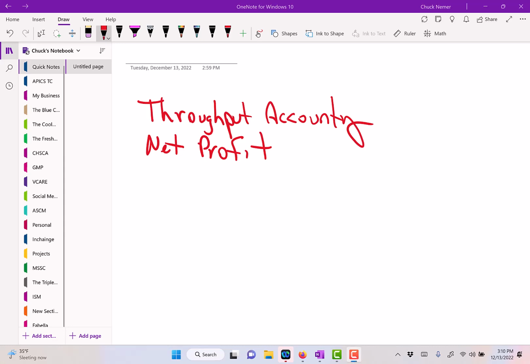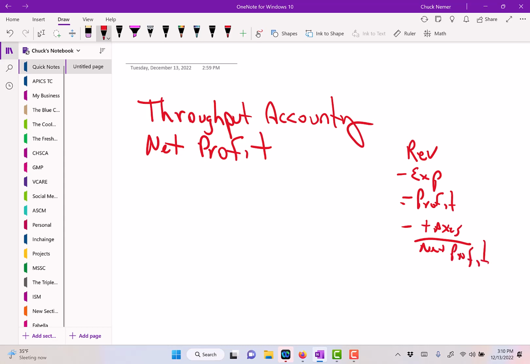This measurement's a little niche. It looks at net profit, but through the eyes of throughput accounting, throughput coming out of the theory of constraints. Now, normally when we look at net profit, I'll do this over on the right side, we look at revenue minus expenses equals profit. And then out of that, of course, we subtract out any taxes, and that gives us our net profit.